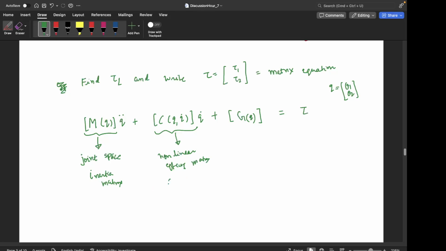This has the Coriolis and centrifugal terms, and this has the gravity effect. This has the gravity terms, and this is the joint torques.